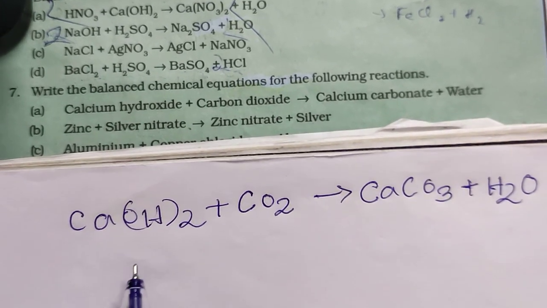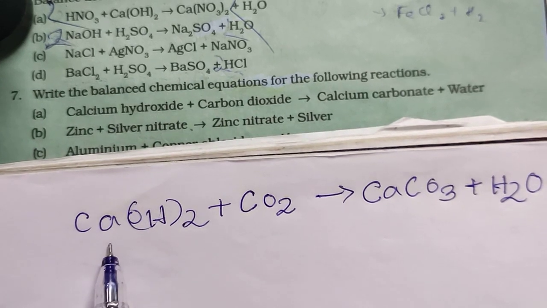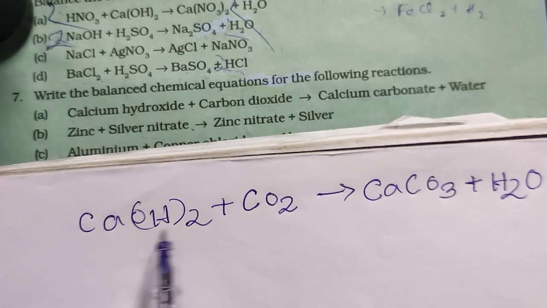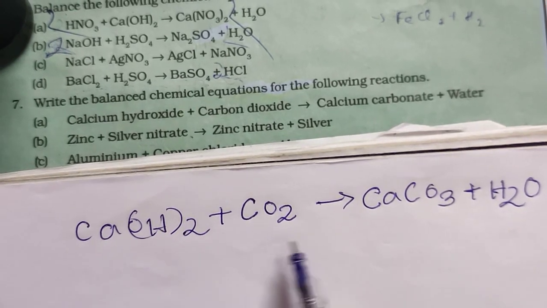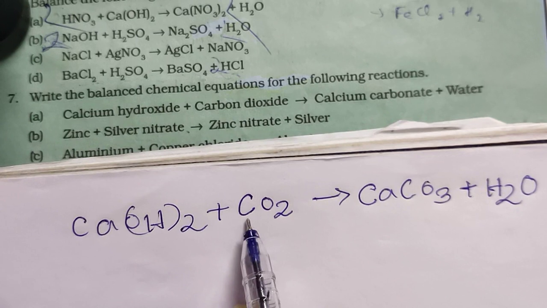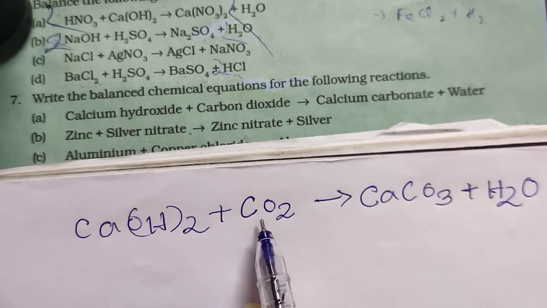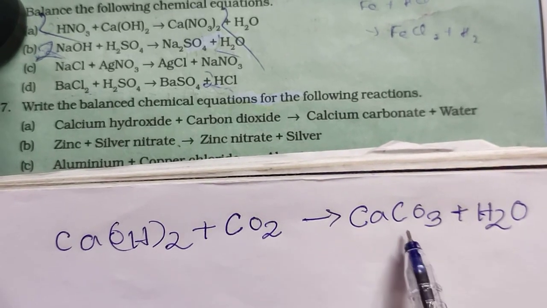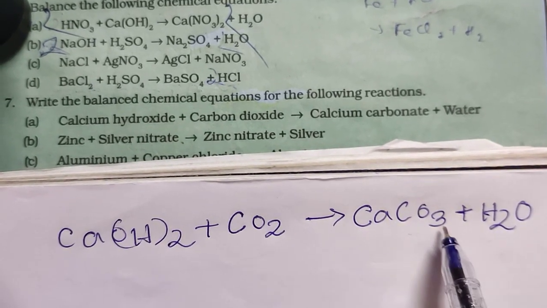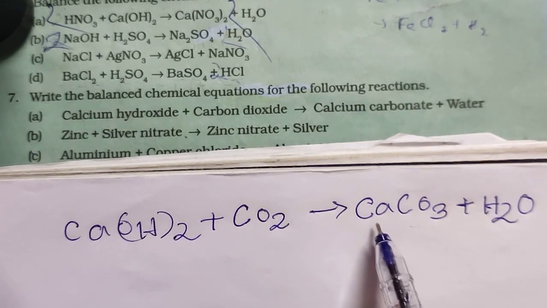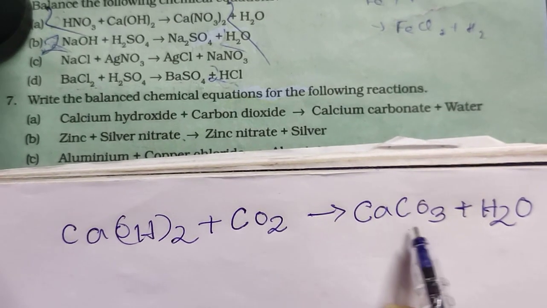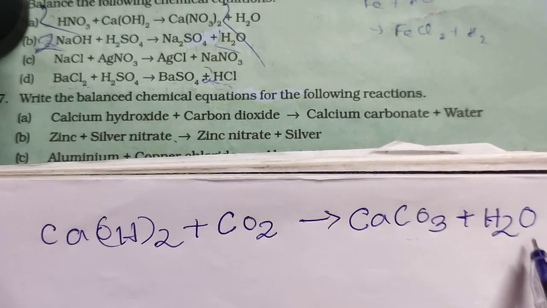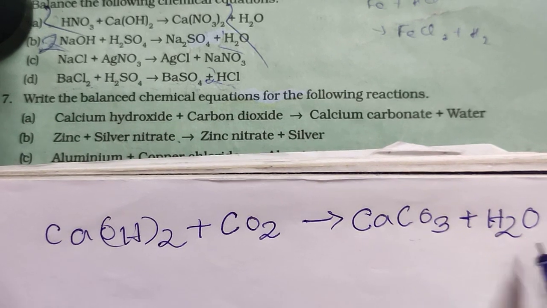Calcium has the valency 2 and hydroxide has the valency 1, that is why Ca(OH)2. This is the symbol for calcium hydroxide. Next, carbon dioxide: carbon has the valency 4 and oxygen has the valency 2, so this is CO2. Next, calcium has the valency 2 and the carbonate polyatomic ion also has valency 2, that is why the symbol for calcium carbonate is CaCO3, plus water. Hydrogen has the valency 1 and oxygen has the valency 2, that is why the symbol for water is H2O.